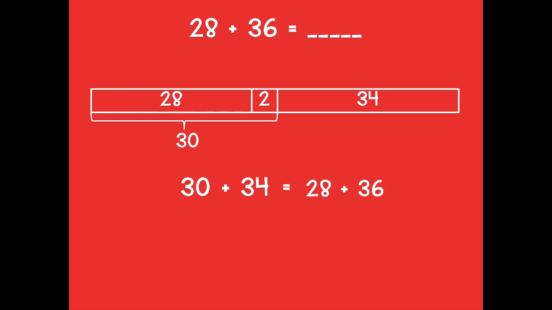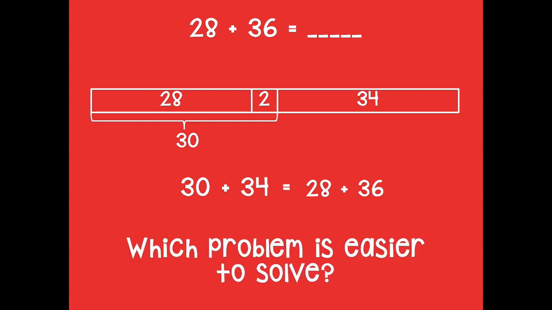Because remember, we're just grouping our numbers in a different way. We're using our number bond strategy where we break those apart, and we're modeling it as a tape diagram. So which problem is easier to solve, friends? If I said to you, okay, class, today you get to pick the problem that you want to solve. Do you want to solve 30 plus 34 or do you want to solve 28 plus 36? And I said, pick the easier one. Which one would you pick?